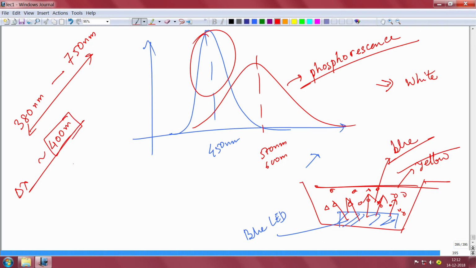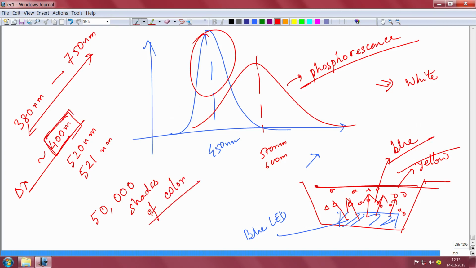Now the human eye definitely cannot distinguish color at 1 nanometer. For example, 520 nanometer is green. If you show me 520 nanometer and 521 nanometer monochromatic light, the human eye cannot differentiate that, because this is too short a difference, right? But the human eye can differentiate 50,000 shades of color, but the human eye is only sensitive to around 400 nanometers of wavelength. But there are 50,000 colors that the human eye can differentiate.